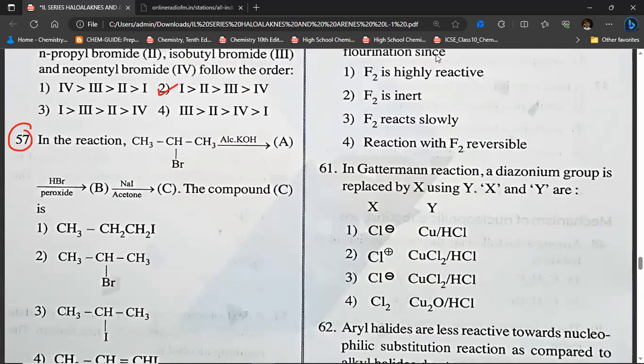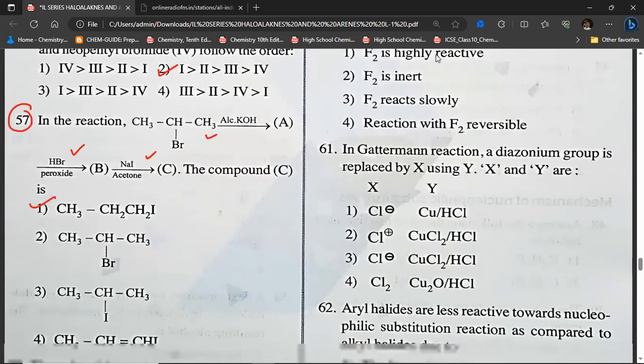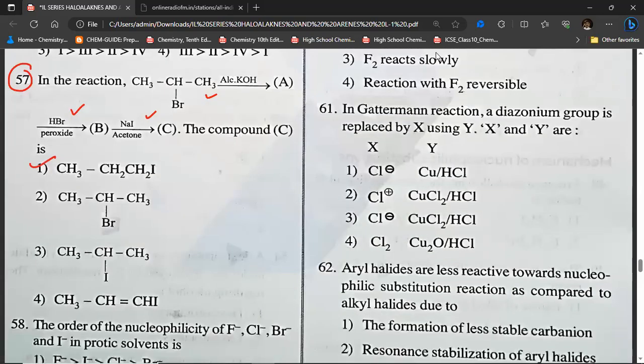Automatically a double bond will be formed. So alkene will be formed as A, A is alkene, and that undergoes anti-Markovnikov rule and gives alkyl halide. The alkyl halide is bromide here, that bromide again undergoes Finkelstein reaction. So B to C is a Finkelstein reaction, and A to B is anti-Markovnikov rule. C, obviously, is nothing but primary alkyl iodide, the first one we have.